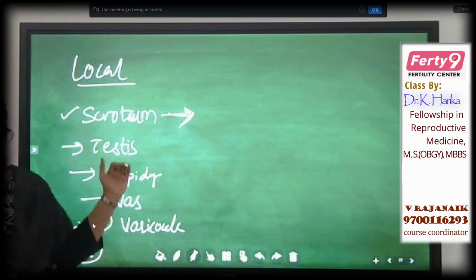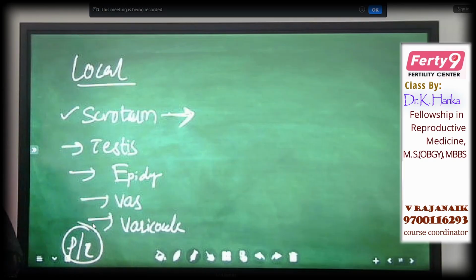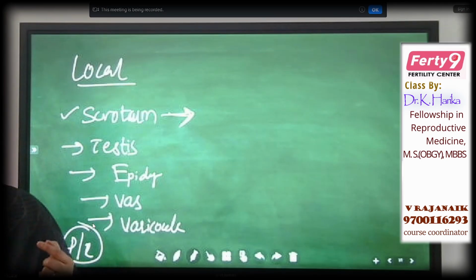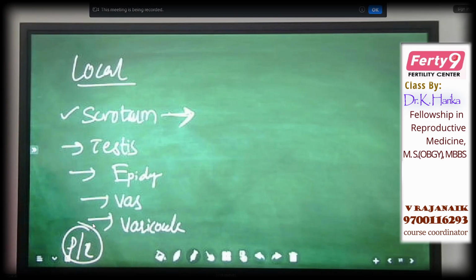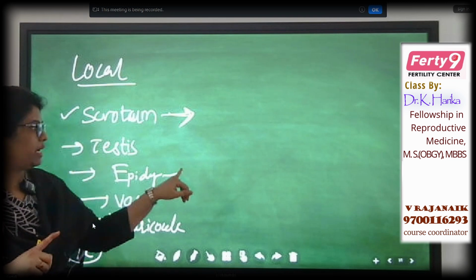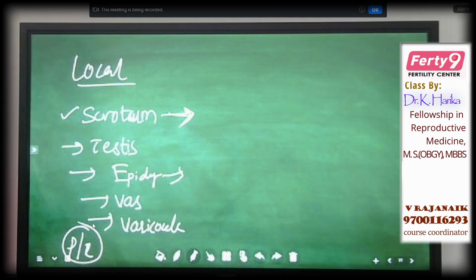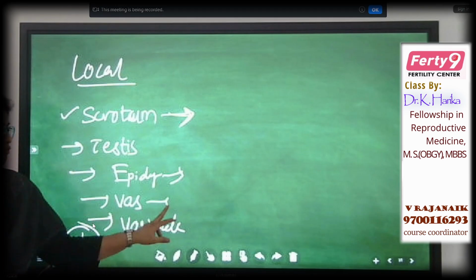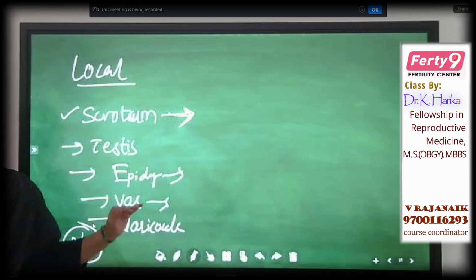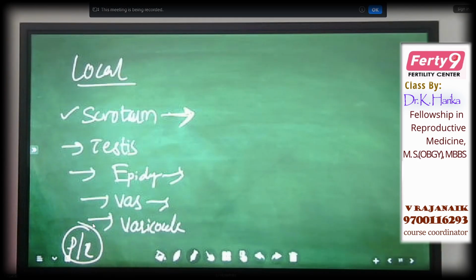When you assess the testis, you have to see the size of the testis, and whether it is present bilaterally. Sometimes in cryptorchidism the scrotal sac will be empty, so you have to confirm the presence of testis on both sides. Size and consistency of the testis you have to see. Next, coming to the epididymis, you can examine it on the posterior and lateral side of the testis. You can feel whether there is any thickening of the epididymis, and also whether there are any inflammatory changes in the vas. And varicocele will feel like a bag of worms.